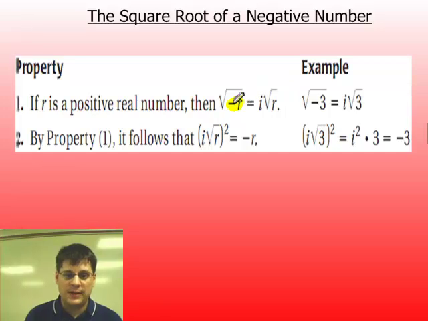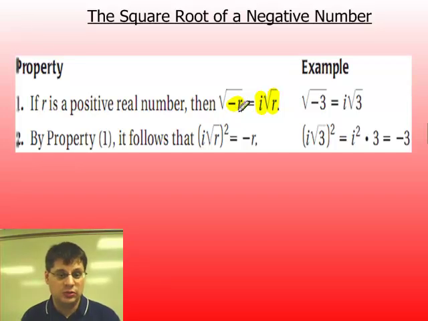So we deal with that by expressing this as i times the square root of r. So that is equal to the square root of a negative number. So for instance, if I have the square root of negative 3, that will be represented now as i square root 3.